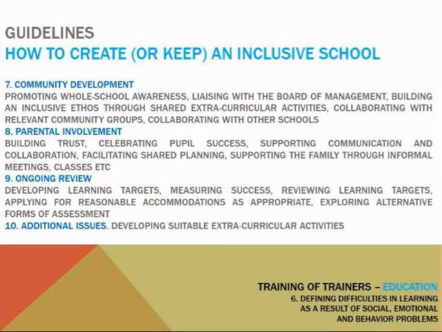9. Ongoing review: developing learning targets, measuring success, reviewing learning targets, applying for reasonable accommodations as appropriate, and exploring alternative forms of assessment. 10, and the last point, additional issues: the capacity to develop extracurricular activities and to change the planned work.